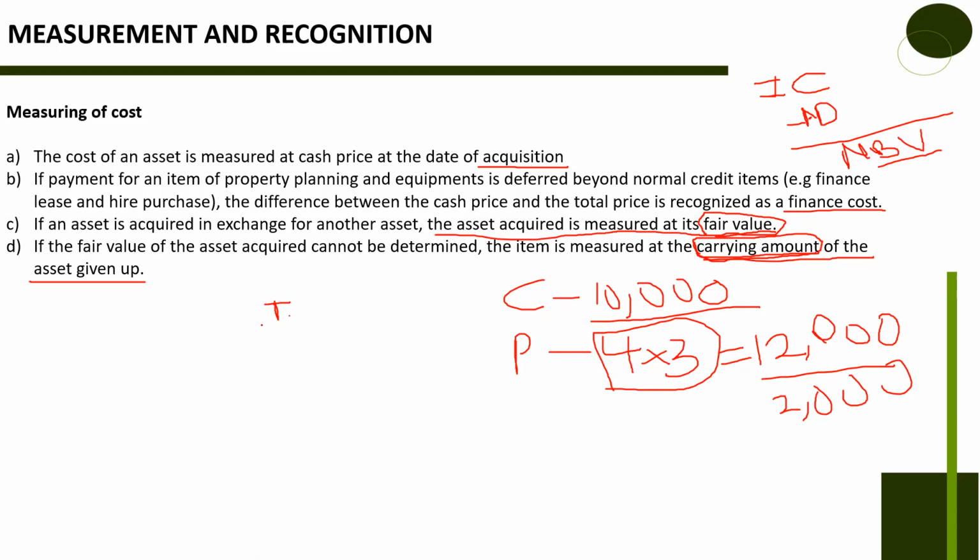We are still going to do this in detail, so don't be in a hurry. Initial cost less accumulated depreciation. This AD is accumulated depreciation. And this one will give us what we call our net book value, which is the same thing as what? Carrying amount at the end of the year.